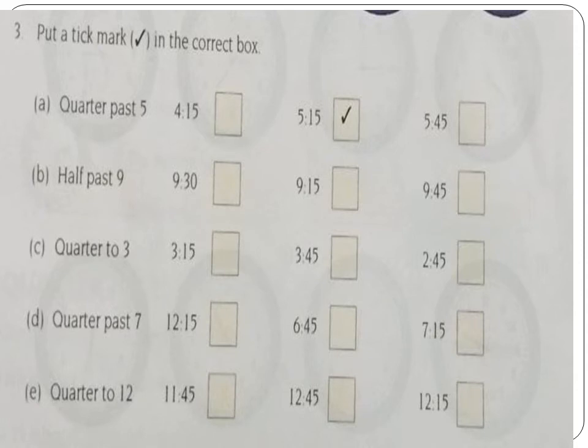Next, third sum. This we have in the next page, that is in page number 150. Put a tick mark in the correct box. First one, 5:15. It is already done. It is 5:15. Next, 9:30. It is 9:30. Next, 2:45. It is about to reach 3.